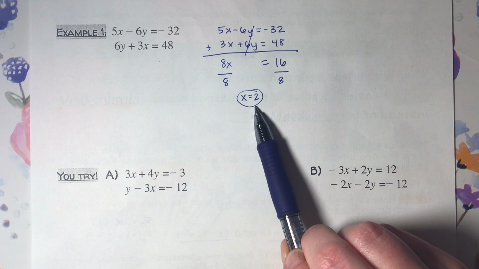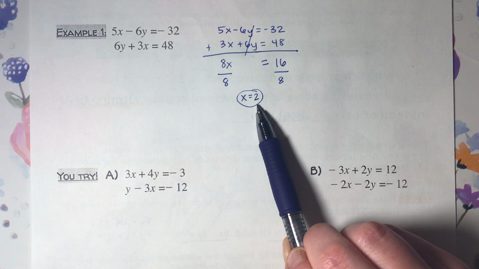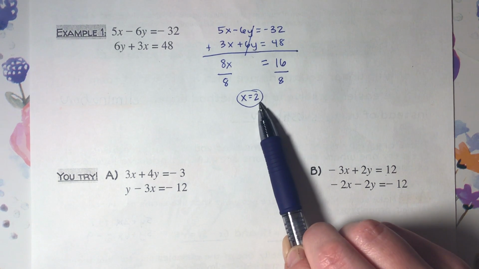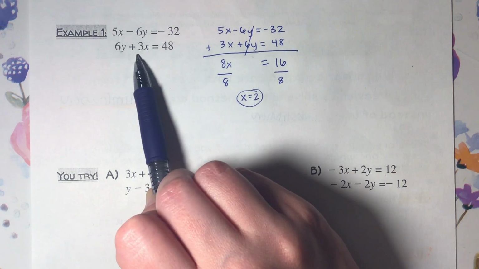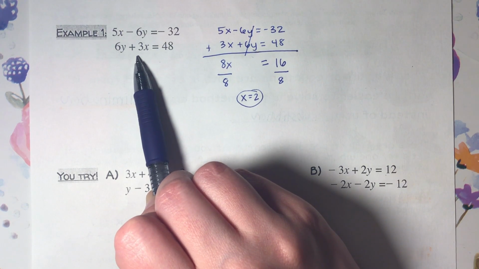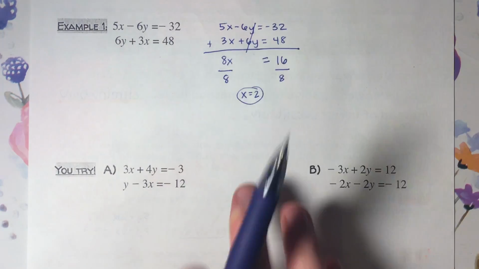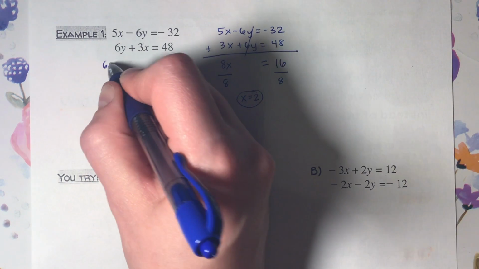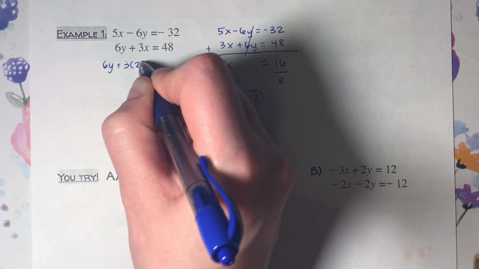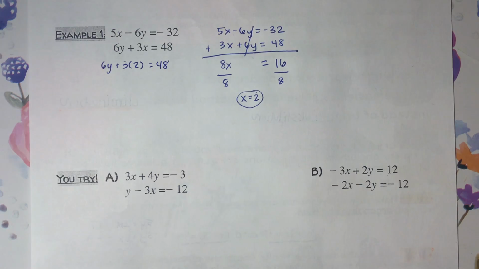Awesome. I have x equals 2, but I can't stop there. I need to keep working and figure out what y is. So I'm going to take this x equals 2 and stick it back into this bottom equation. So that's going to be 6y plus 3 times 2 is equal to 48. I replaced the x with the 2 because that's what I solved for it to be.